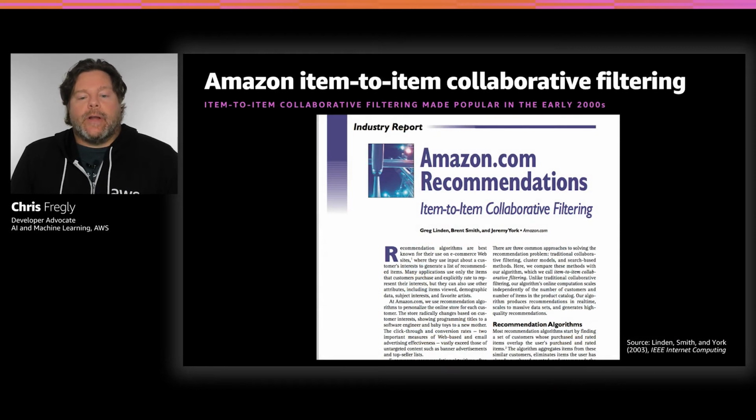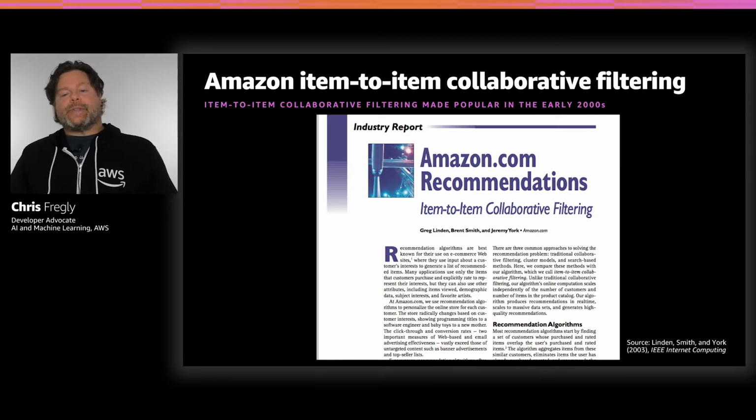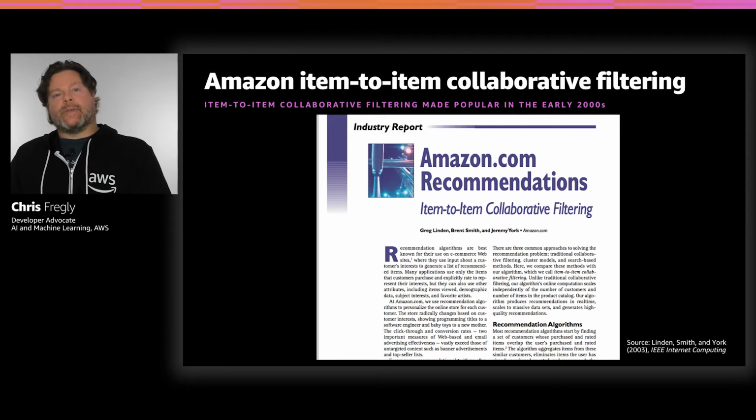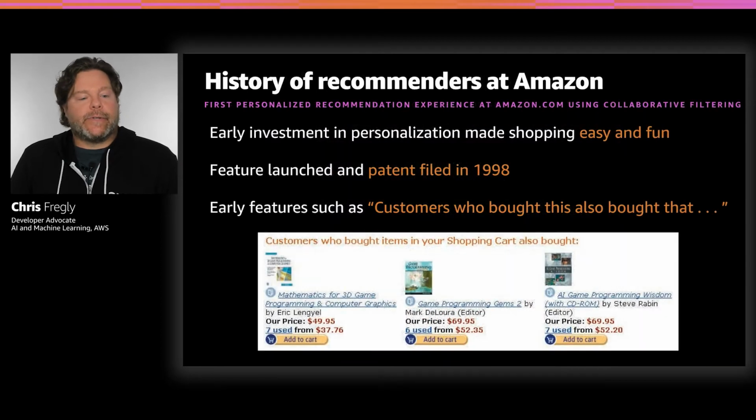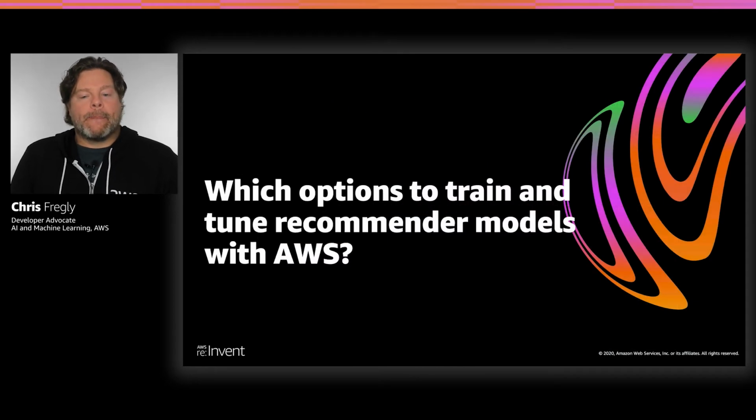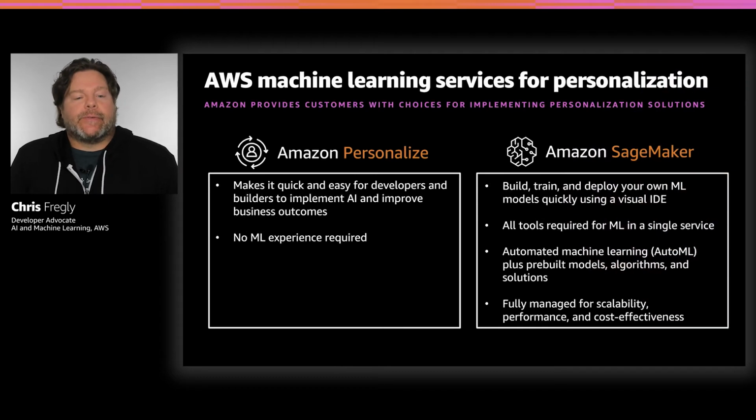This is one more paper here. I think this is from 2003. It's a super good paper talking about item-to-item collaborative filtering. So there's user-to-item, which is how users interact with these items, and how those interactions can help you predict and make recommendations. Then there's item-to-item collaborative filtering, which is a slight spin on the user-to-item. So check that out. So what are the options that we have to actually train and tune these recommender models?